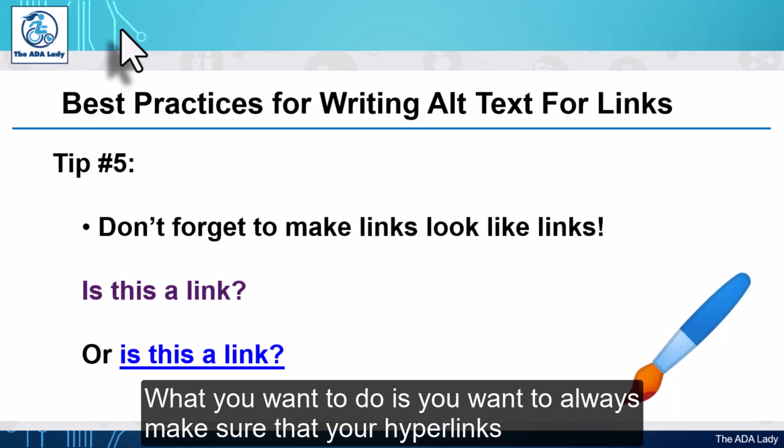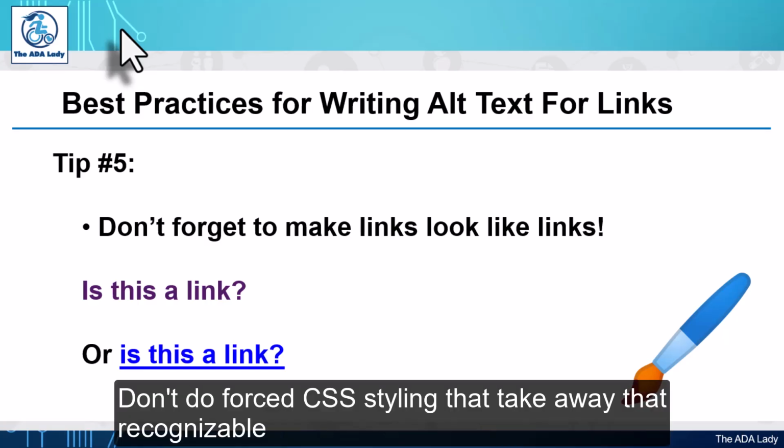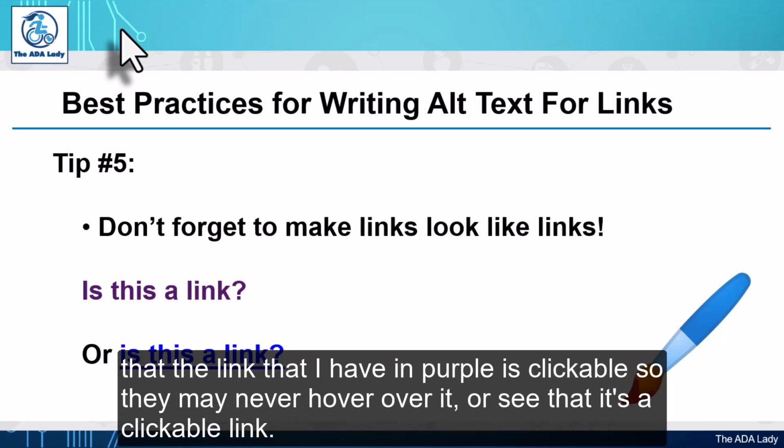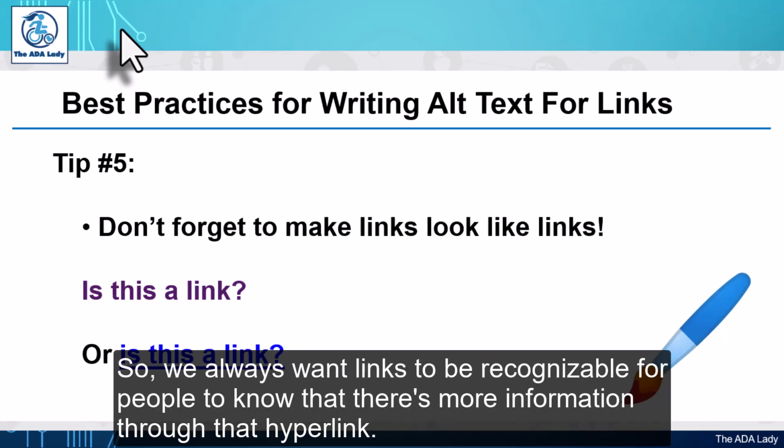What you want to do is you want to always make sure that your hyperlinks are recognizable. Don't do forced CSS styling that takes away that recognizable blue link color and the underline. It's a lot easier for people to recognize. They may not know that the link that I have in purple is clickable, so they may never hover over it or see that it's a clickable link. So we always want links to be recognizable for people to know that there's more information through that hyperlink.